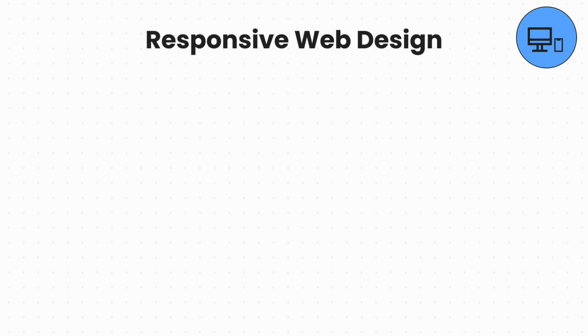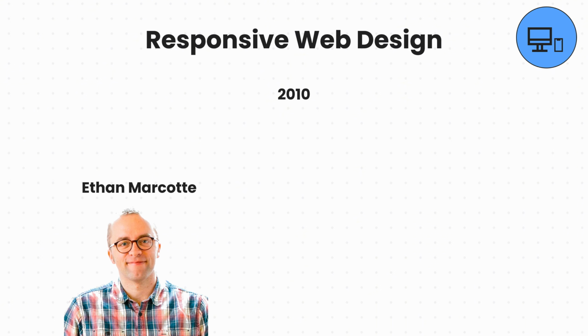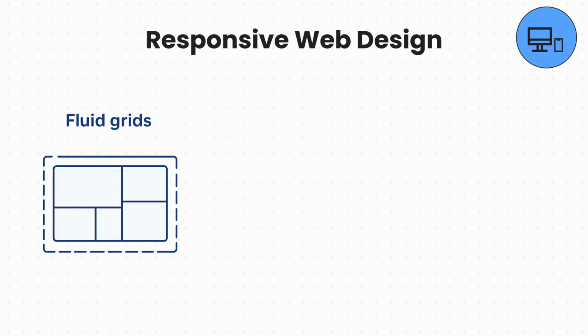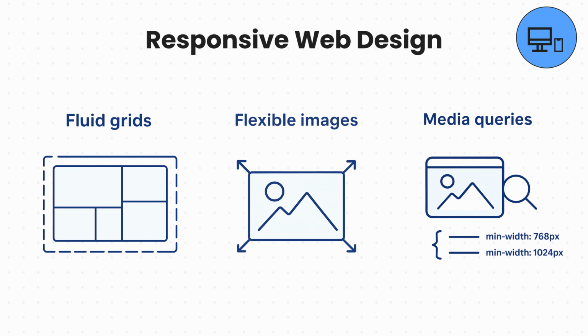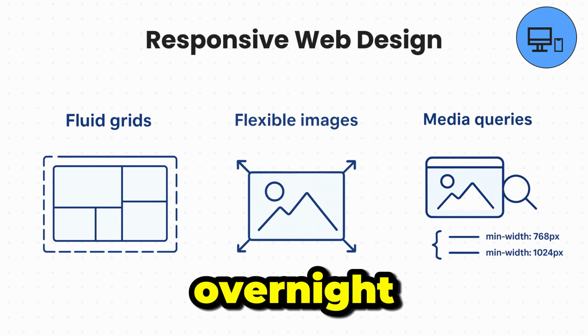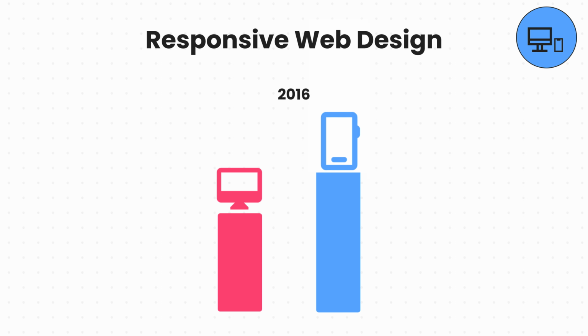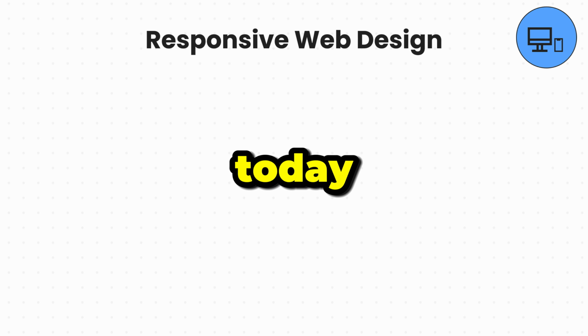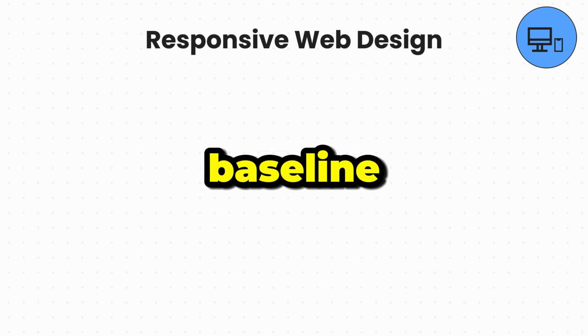The breakthrough came in 2010 when Ethan Marcotte published his article in A List Apart, coining the term. Fluid grids, flexible images, and media queries became the new standard almost overnight. By 2016, mobile browsing overtook desktop. Without responsive design, the web would have fractured into unusable pieces. Today, it's not a trend, it's the baseline.